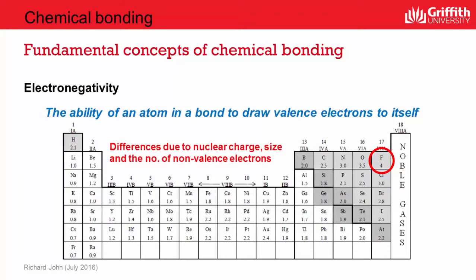Differences in electronegativity of elements arise from differences in nuclear charge, differences in size, and differences in the number of non-valence electrons. As a result, some elements have a greater ability to attract bonding electrons to themselves, or in other words, have a higher electronegativity.